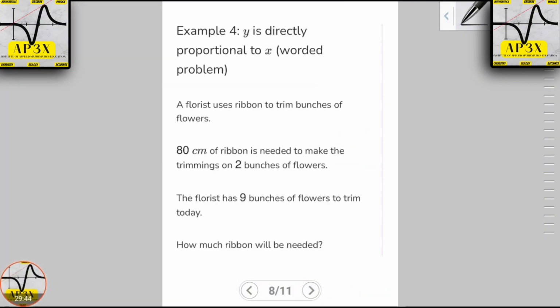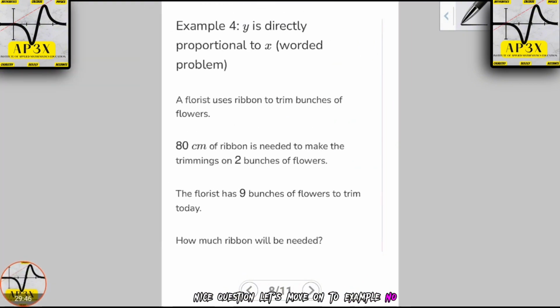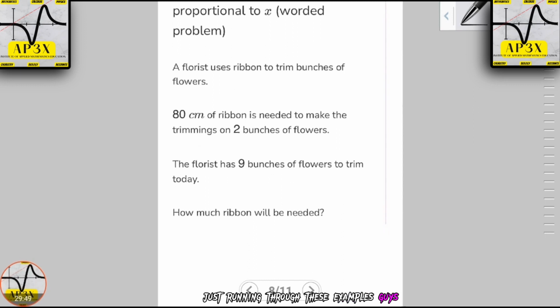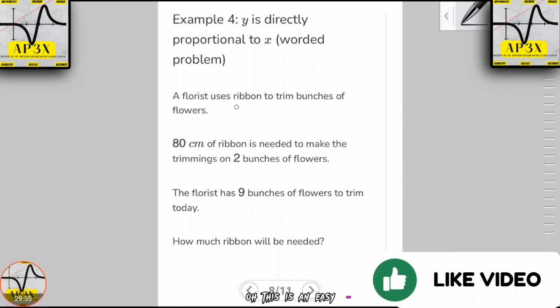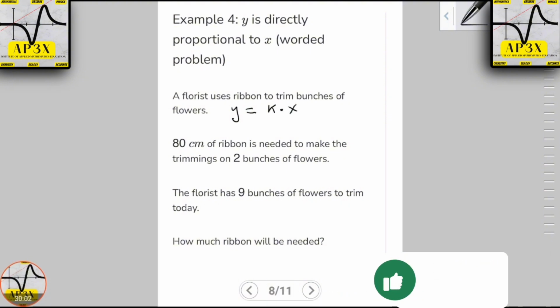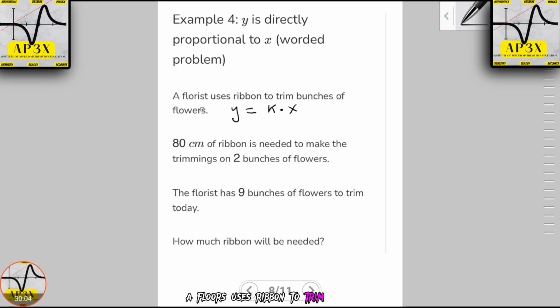Alright, nice question. Let's move on to example number 4. We're just running through these examples, guys. Okay, y is directly proportional to x. Oh, this is an easy one. So y is equal to k multiplied by x. There's nothing much here. So a florist uses ribbon to trim a bunch of flowers. That's the formula. 80 centimeters of ribbon is needed to make 2 bunches of flowers. So let's use those two values then to find the value of k.